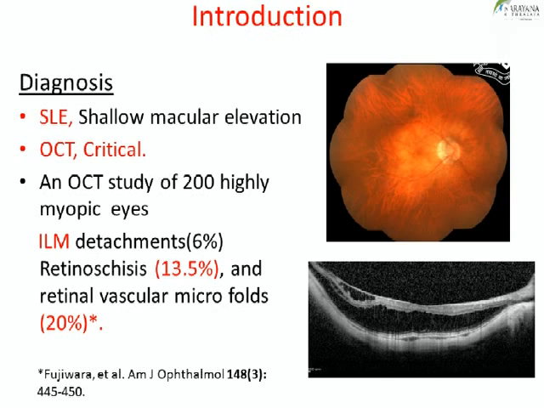OCT is very critical, and there was an SDOCT study done on 200 highly myopic eyes. In 6% of the patients, ILM detachment was seen, retinoschisis was seen in almost 13.5% of the cases, and retinal microvascular folds. So these are also commonly seen if you do SDOCT. So in all high myopic patients, more than 6 diopters, as a routine you should do SDOCT, and you can definitely pick up the vitreoretinal changes associated with such patients.